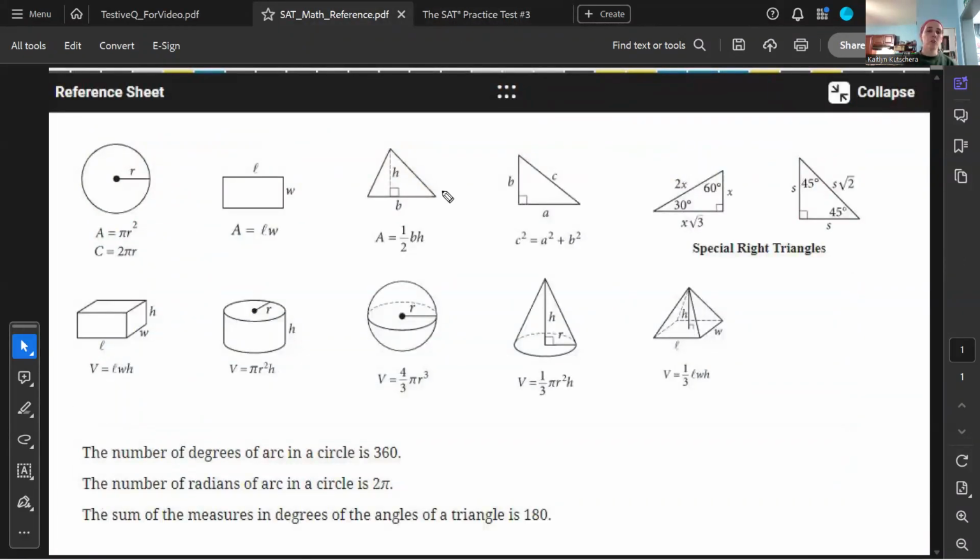on the reference sheet. So this is a screenshot of the reference sheet in Bluebook. If you're taking it in the app, you would click up here. When you're looking at the question, it'll say reference sheet, it'll pop up, and you can see we have exactly what we want right here. Special right triangles, 30, 60, 90, which we're not concerned about for this question, but a 45, 45, 90, x, x, or in this case, it says s, s, s root 2, and that's our isosceles right triangle. So that is there for you if you need it.